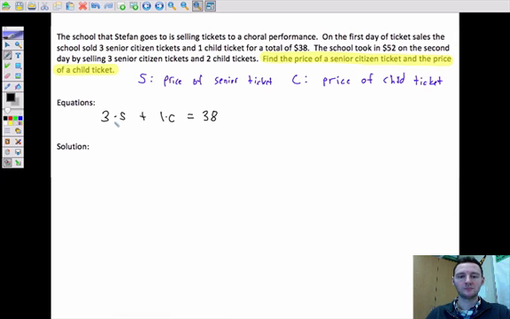So first of all, just to run over this one more time, we had 3 senior tickets at S price. We had 1 child ticket at C price, and that gave us $38 for that first night. The second night, we sold again 3 senior tickets plus 2 child tickets. C, again, stands for the price of the child ticket, not how many tickets. We already know how many tickets. That was 2. So C is the price of the ticket. That's what we want to find out. And that night they brought in $52.